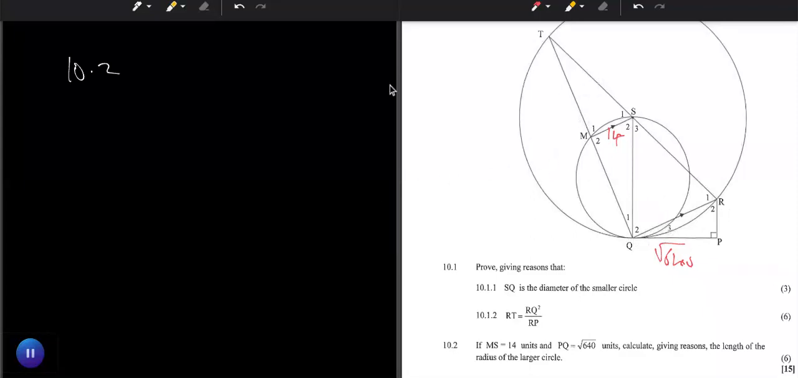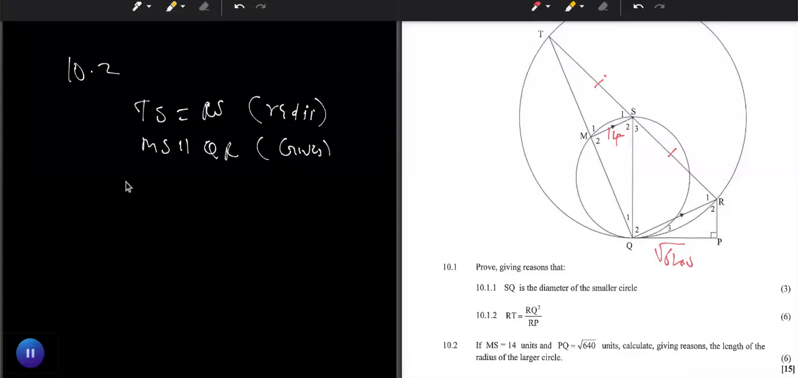Now we know that TS is the same as this, which means my TS is the same as my RS. These are the radii, right? So if this is the same as this, and this one is parallel to this, it means TM is the same as MQ. Or we can say that MS is parallel to QR. What's the reason for this? This one is just given.